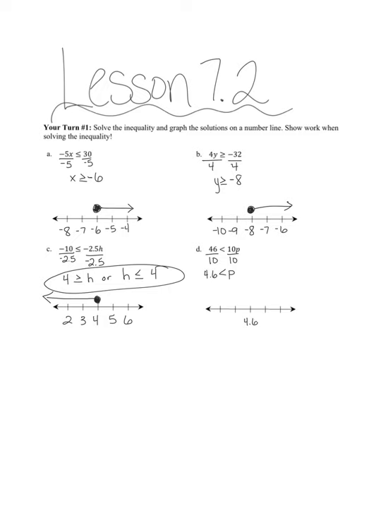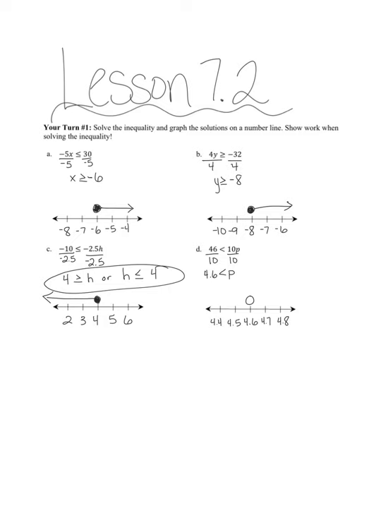So I've got 4.6. To the left, I've got 4.5, 4.4, 4.7, and 4.8. My circle at 4.6 is going to be open because it's not equal to.